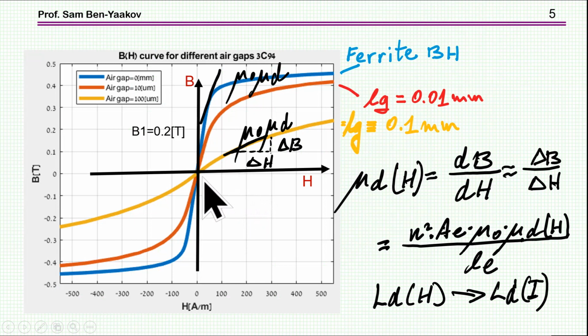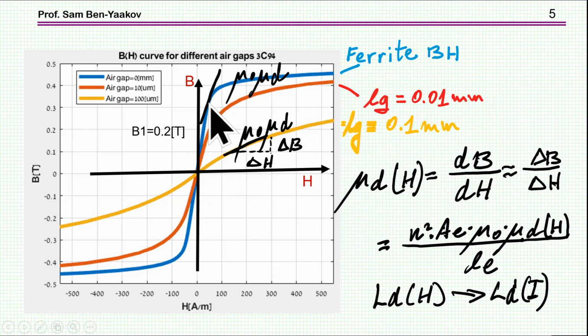I'm showing again BH of the native ferrite without a gap. This is the core itself, the material itself. And then as I put in an air gap, the permeability is going down, and typically I'm going to see a BH curve which looks like that. This is for the whole inductor, okay? Like this will be for an air gap of say 0.1 millimeter. This is a simulation for a given core.